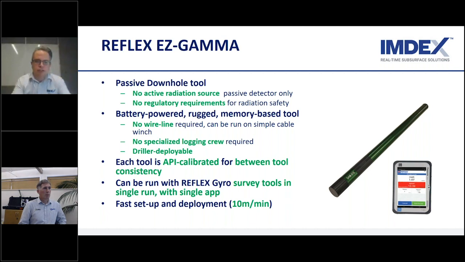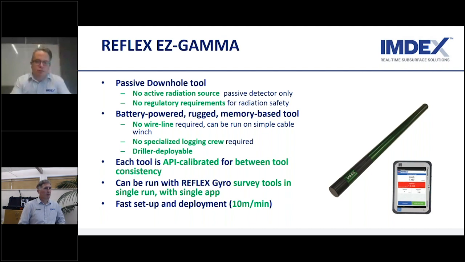And it's very fast to set up and very fast to deploy. So less than 15-minute setup, and deployment is up to 10 meters a minute before you start to lose some of the data quality. If you're running really long holes, you can vary this because you run an in-run and an out-run as a quality control check. But because it's just used as a quality control check, you can run your in-run faster and your out-run slower, or vice versa.